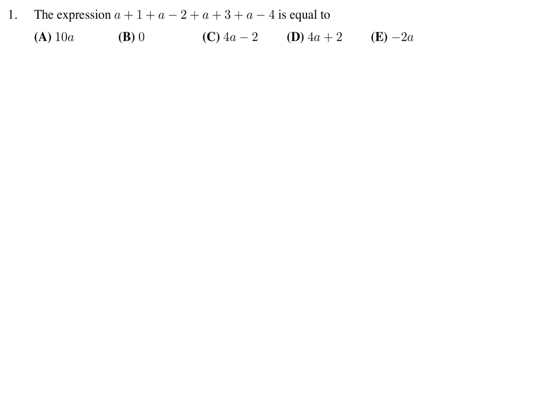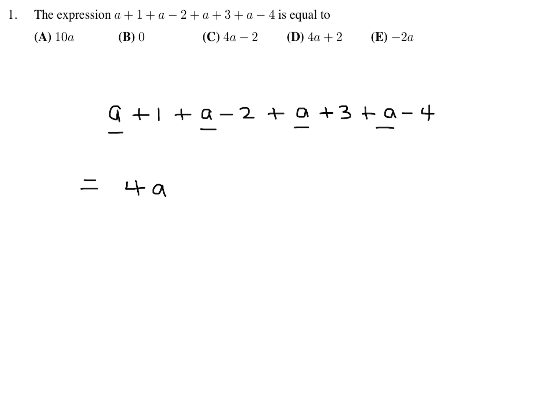The expression is equal to, we've got a plus 1, a minus 2, plus a plus 3, and a minus 4. We can group all the a's together. We got 1, 2, 3, 4 of those, 4a. And grouping the numbers together, let's say we got 1 minus 2, and then we have 3 minus 4. So 4a minus 1, and that is 4a minus 2. So number 1, the answer is C.